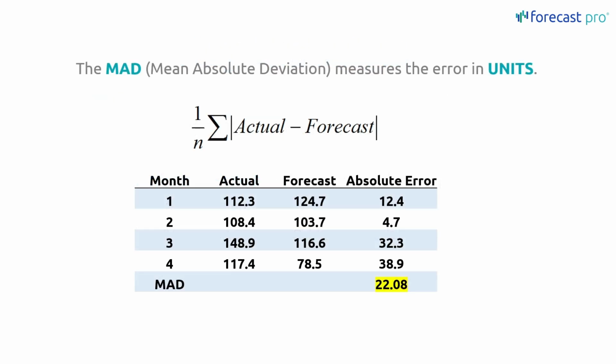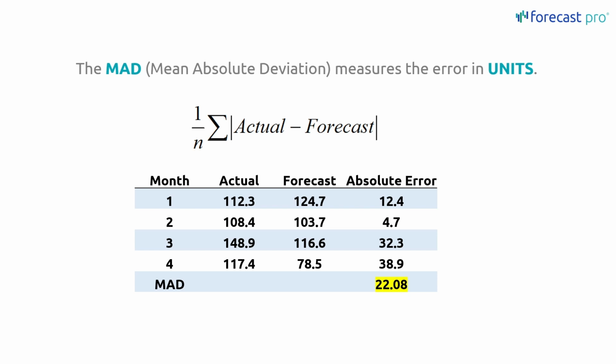The MAD is a measure of error in units. While the formula looks a little complicated, it's actually very straightforward. It's just the absolute value of the actual minus the forecast, and then we just average those together. So here in my chart below, you can see we have 4 months of actuals, followed by 4 months of forecast. To calculate the MAD, all we do is subtract the actuals minus the forecast.